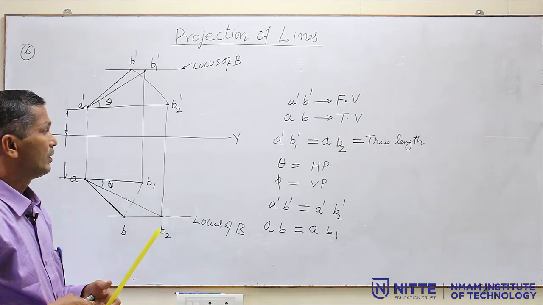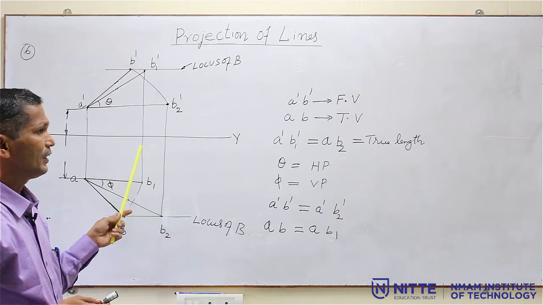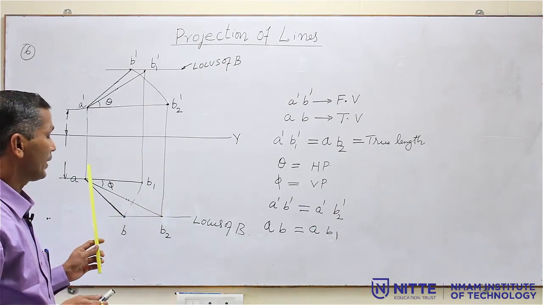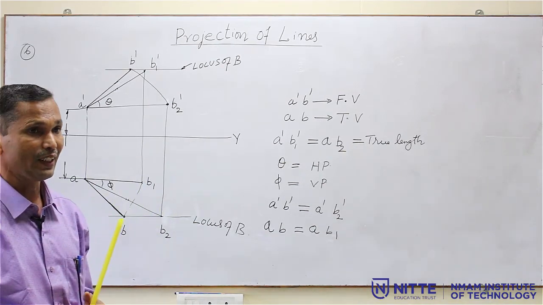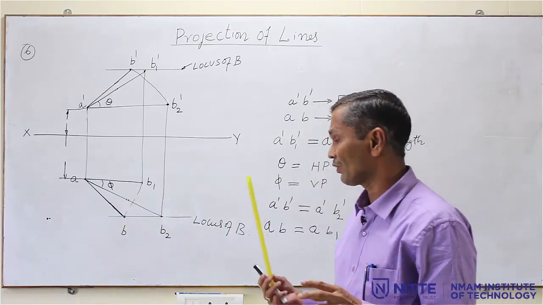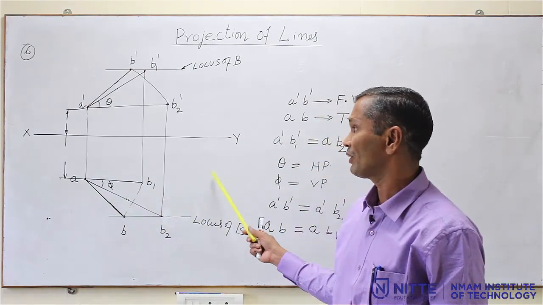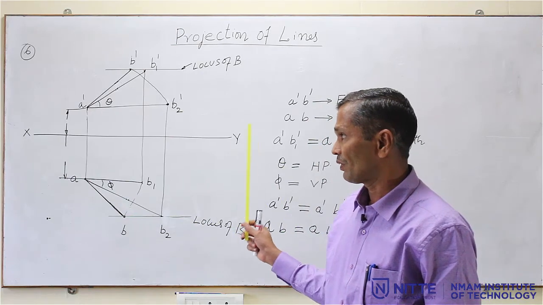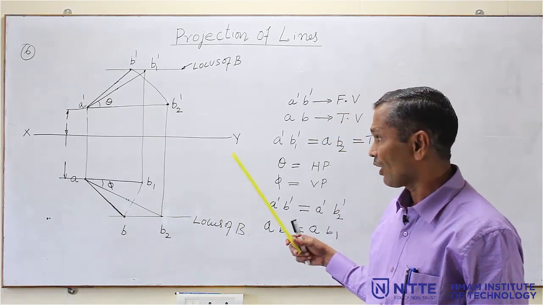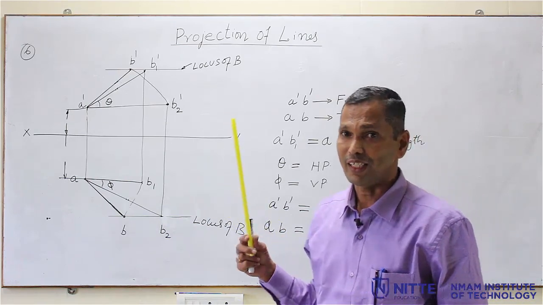So go through this neatly, take the book and practice this: how the lines are obtained, what is the relation between the different lines, and which is the true length. True length means the actual length. So all those are given. Practice this in the book so that we can solve the problems in the next class.